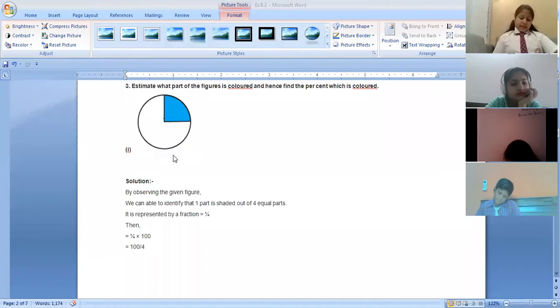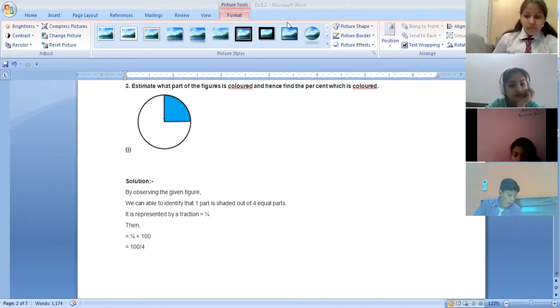As you can see the figure, this one circle is divided into 4 equal parts and only one part is colored. That means total number of parts are 4, and only one part is colored. So the fraction will become 1/4. That's correct. 1/4.